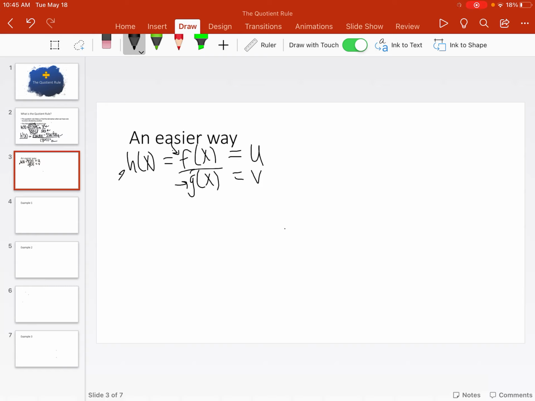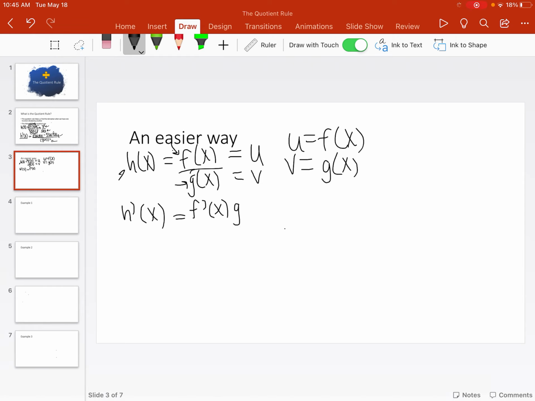Just like we did with the product rule, we're going to reparameterize this, and we're going to say u is equal to f of x and v is equal to g of x. And let's write down our expression for the quotient rule. So the quotient rule told us take the derivative of the numerator, multiply it by the denominator, minus the derivative of the denominator times the numerator, all divided by the denominator squared.